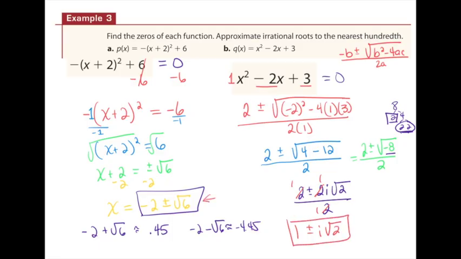Just like this would be your answer if I wanted it exact. When you have that imaginary number, that is your answer. You're done. So your zeros happen in the imaginary spectrum, imaginary i, and you're done there.